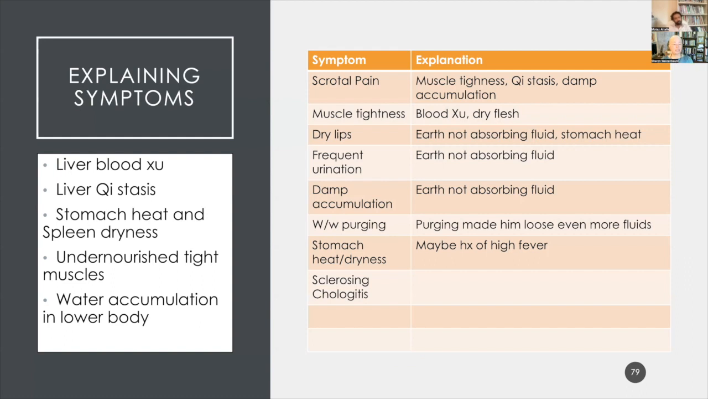I kind of already did this, but we can go back now that we have a diagnosis and explain his symptoms. Why is it worse with purging? Well, purging made him lose even more fluids. Worse with sweating? He's losing more fluids. We can understand things now that we have a diagnosis, and the scrotal pain makes sense.